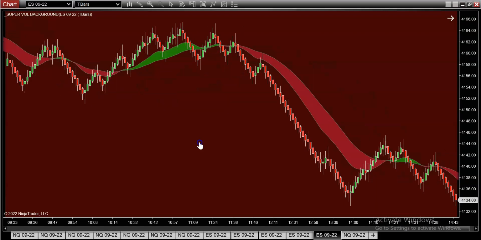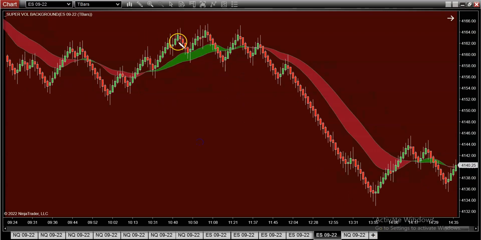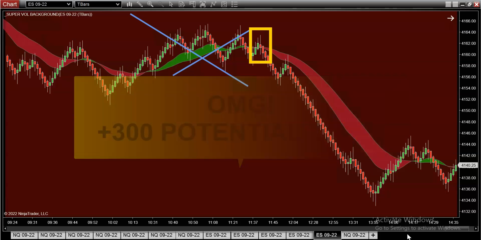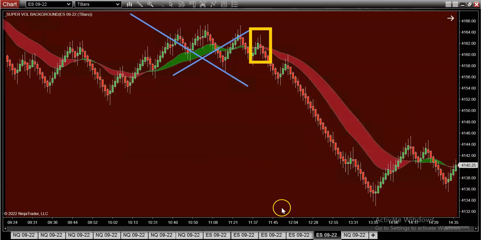How about after lunch? Same pattern, folks. We are ignoring any green. This is how you stay out of chop, by running this triple confluence. And then wouldn't you know it, right around lunchtime, we get another beautiful setup. And at this point, the running tally from today is a potential 300 ticks and or pips if you follow along in Forex. 300 potential ticks by lunchtime.